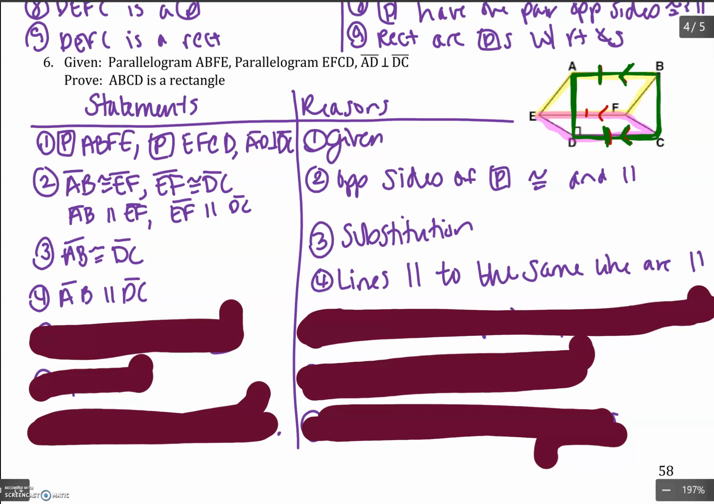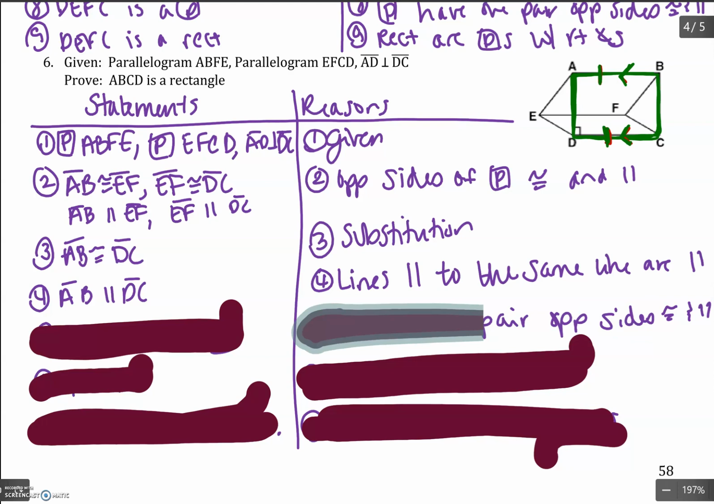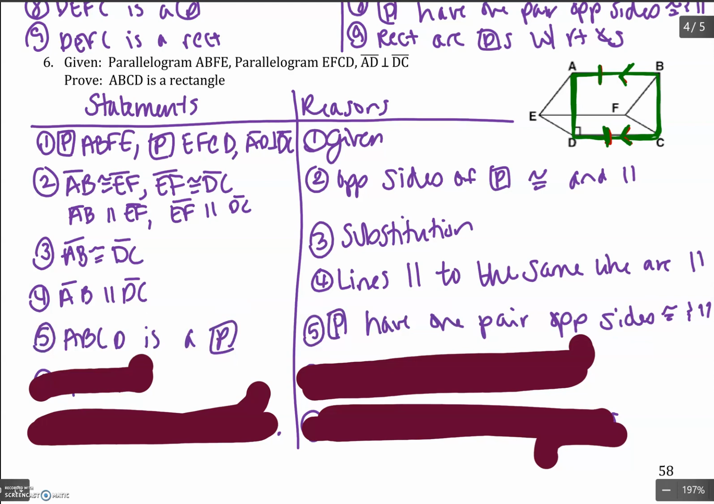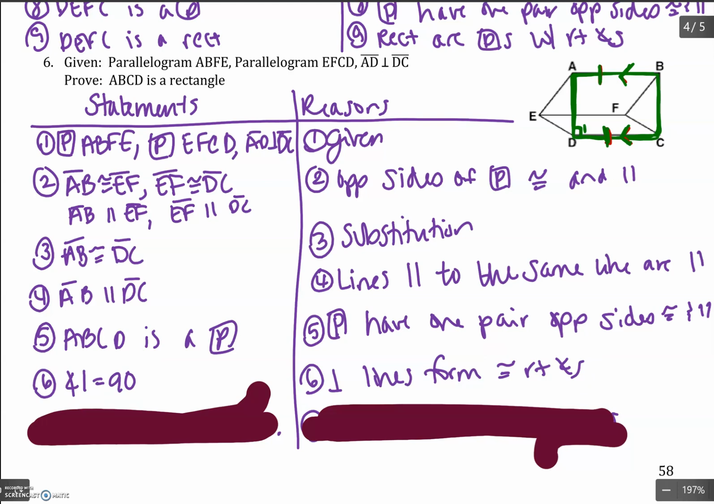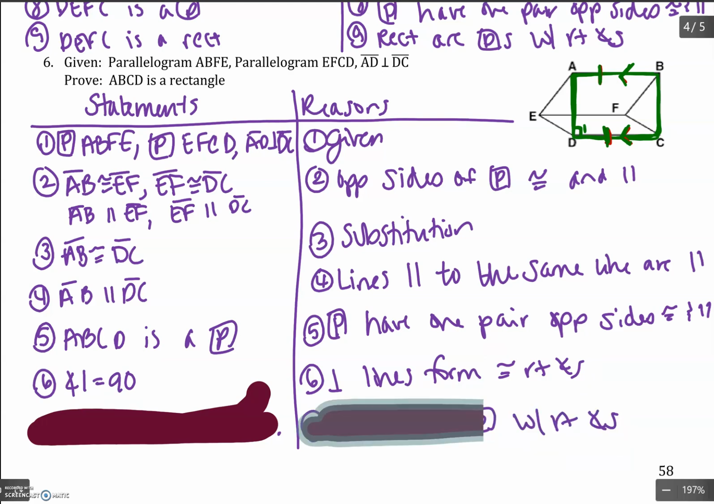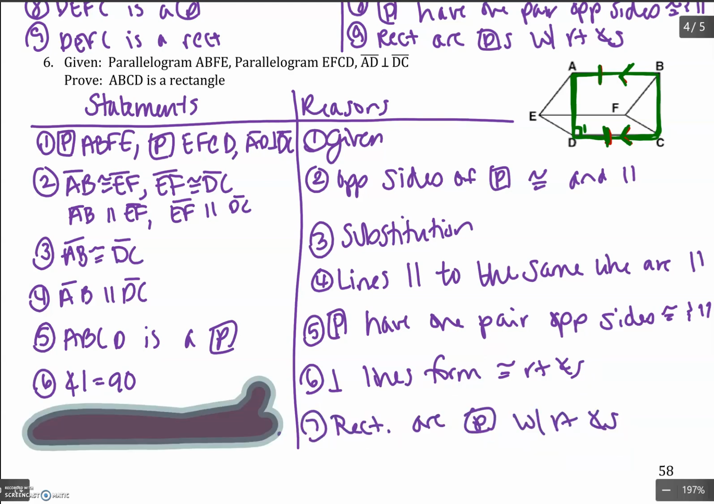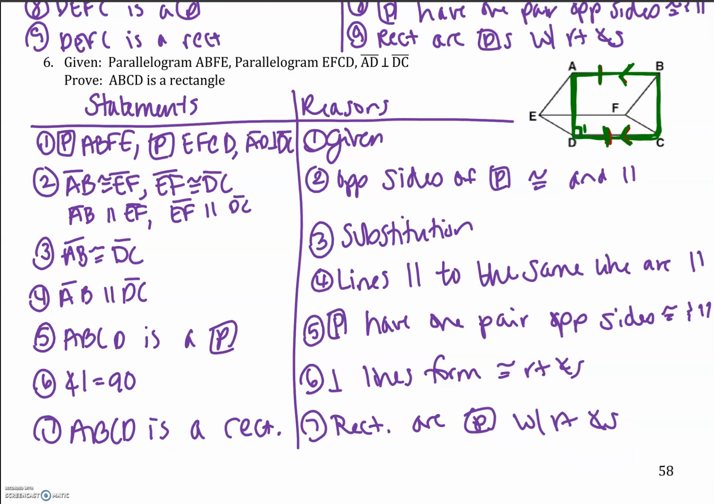And now if you look, I have one pair of opposite sides, AB and DC in the green, that's both congruent and parallel. That means that when I have opposite sides congruent and parallel, I have a parallelogram. Now the other given that I was told was that this is a perpendicular here, so this angle 1 here has to be 90 because perpendicular lines form congruent right angles. And what I have is a parallelogram with a right angle, so I must have a rectangle.